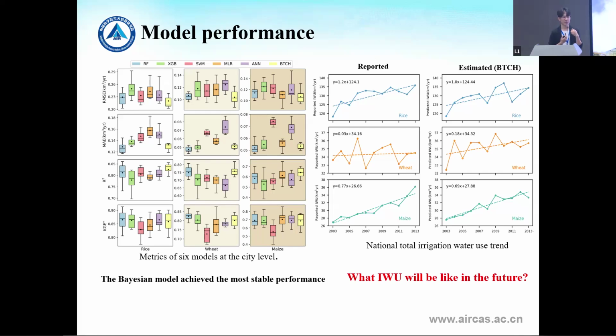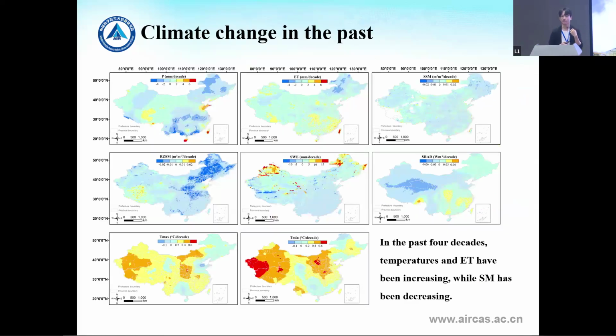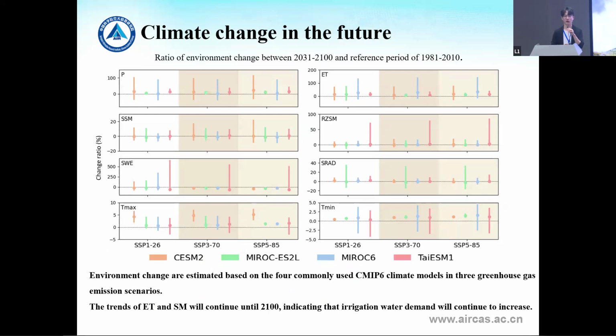But a more challenging question is what it will be like in the future. This is quite important because in the past 4 decades, global warming has intensified the evapotranspiration while the soil moisture is decreasing. This means irrigation will need more water resources, and perhaps we have to face more serious water shortages to fulfill the irrigation need. Furthermore, according to the projection of Earth system models, this situation will continue in the future, and the demand for irrigation water will also continue.